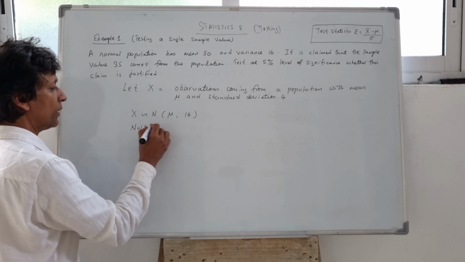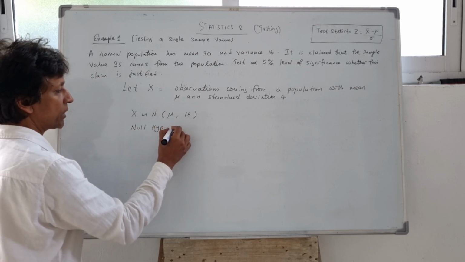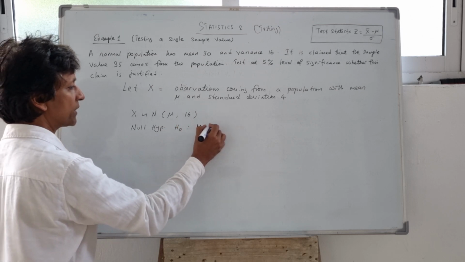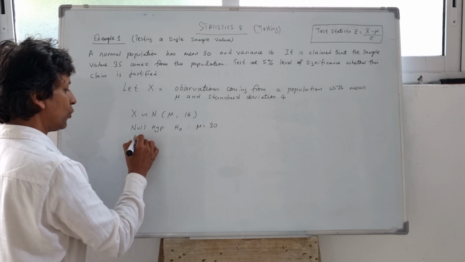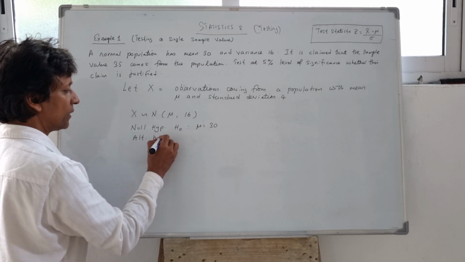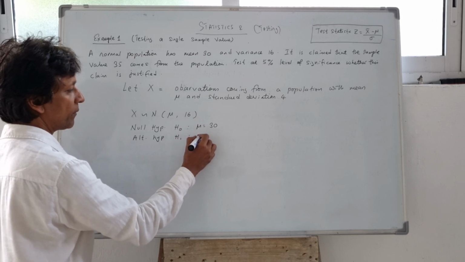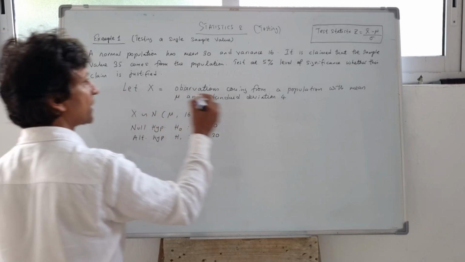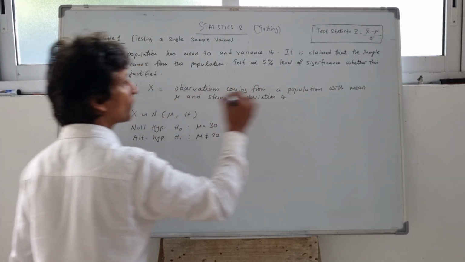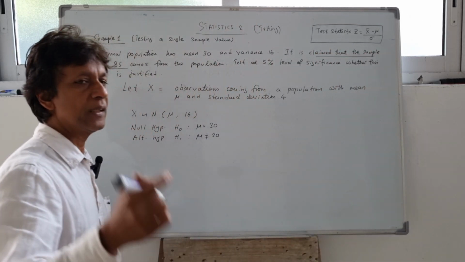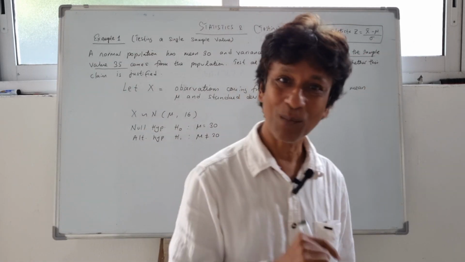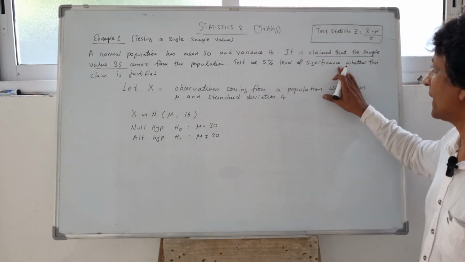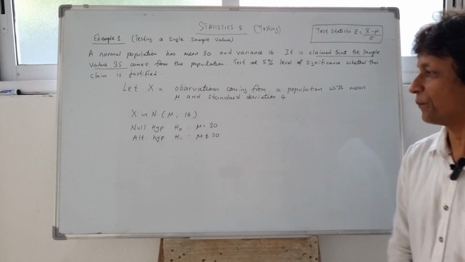In this case, we have a null hypothesis, which is basically H0, such that the mean mu is 30. And we also have the alternative hypothesis, H1, where the mean mu is not equal to 30, because we need to find whether the sample value 35 is coming from this population or is not coming from this population. So whether or not it's coming, that's going to be not equal to 30.